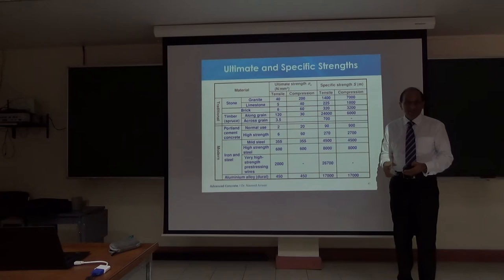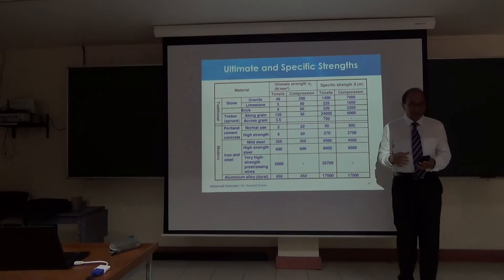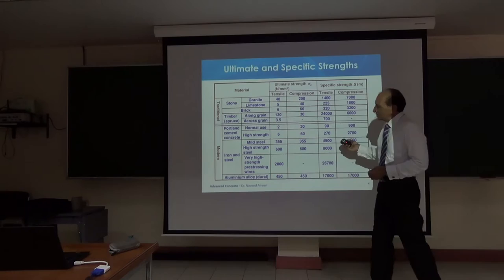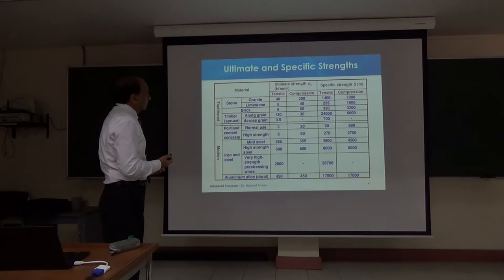7 kilometers, 7,000 meters, right? Very tall. So stone is very strong in that area and in that way. So you can really build, that's why old structures, you know, all things can be built. And in this one, tension will be less and so on. So this is the way we can see how the specific strength can vary the effectiveness of the material.